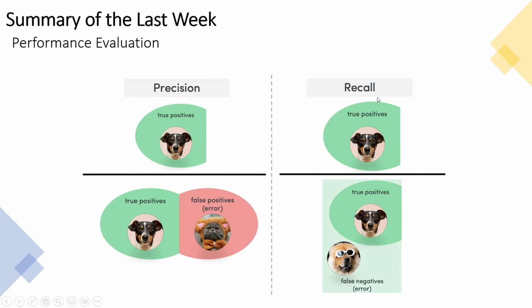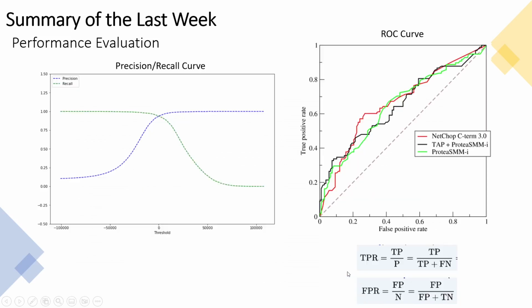And what recall deals with is basically, again, the true positives and false negatives, which means there was a dog, but you couldn't classify this as a dog. Okay, that's a false negative, that's an error. So this is an error as well. The false positive is an error, the false negative is an error. If you are able to classify something as a true positive, then you are good. And recall deals with true positives and the false negatives.